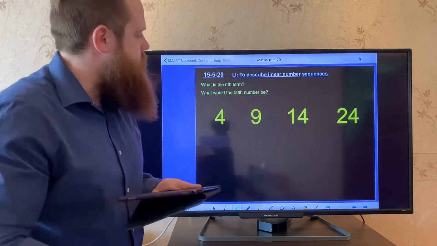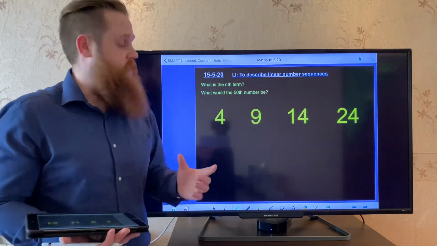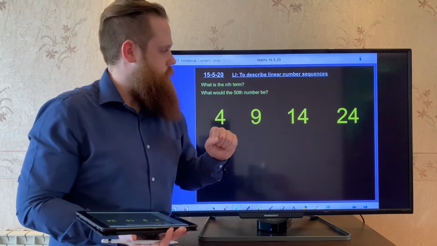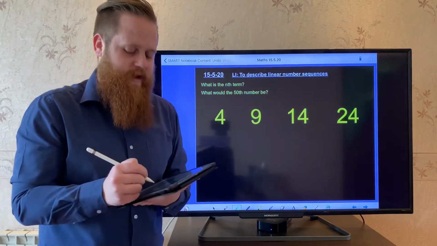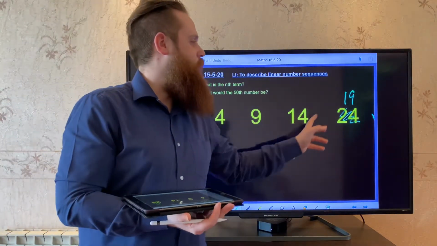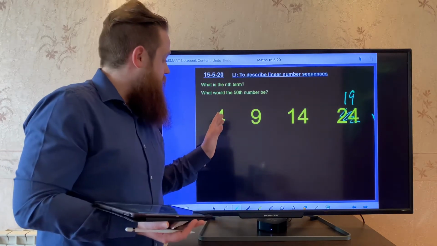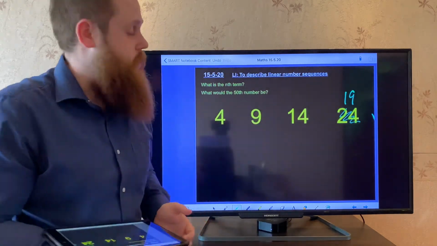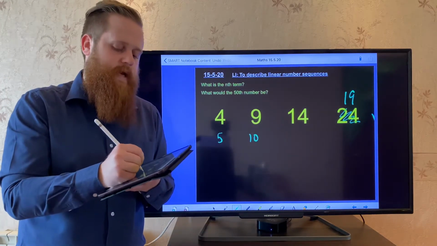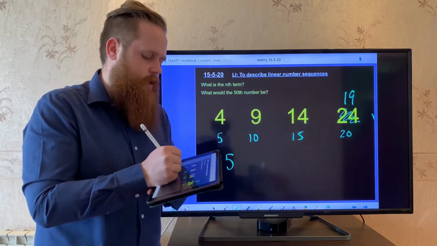Okay then, let's have a look at another one here. Let's see if we can remember what we need to do. So I've got my series of numbers here, another number sequence, a linear number sequence. 4, 9, 14, ooh, shouldn't be 24 there. That one there should be 19. 4, 9, 14, 19. So my question is, what is the gap between each of these numbers? What am I going up in? Of course, I'm going up in fives. So underneath I can write my 5 times table. 5, 10, 15, 20.